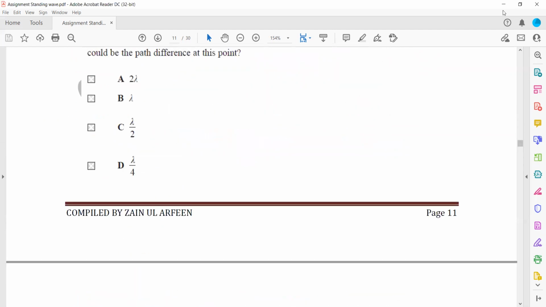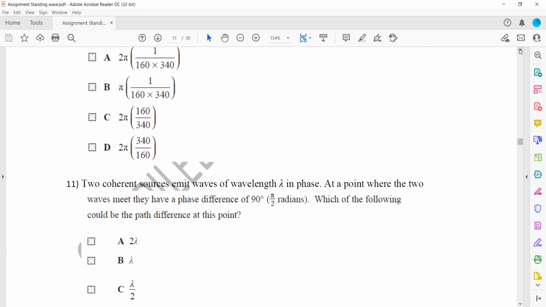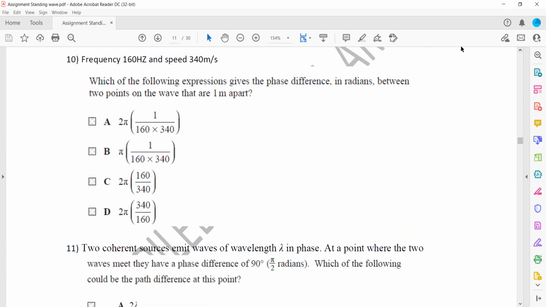In question 10, frequency is 160 hertz and the speed is 340. Which expression gives the phase difference in radians between 2 points which are 1 meter apart? First thing, what is the relation with the wavelength? When one wavelength is there, what will be the phase difference? That is 2 pi radian. So one wavelength, one lambda, is equal to 2 pi radian.